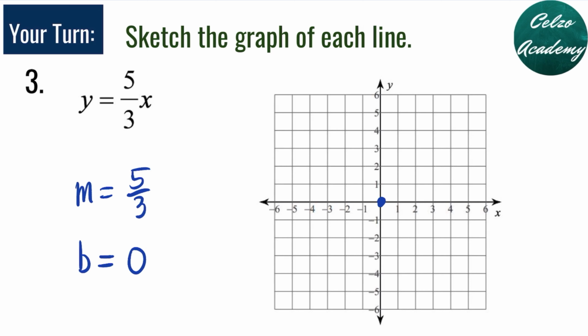From the 0, 0, we will graph the slope 5/3, which means 5 units up and then 3 units to the right. Or you can also do 5 units down and then 3 units left. Now let's connect the 3 points to draw the line. And this is the graph of y is equal to 5/3 x.